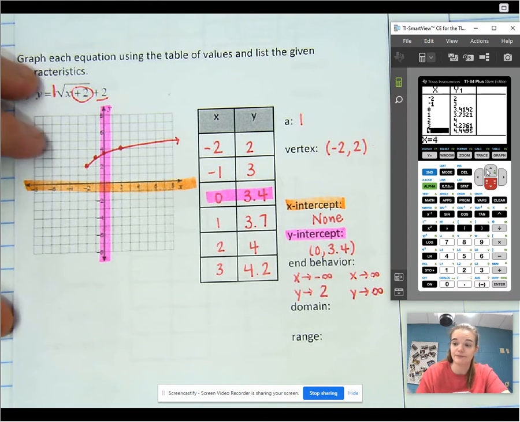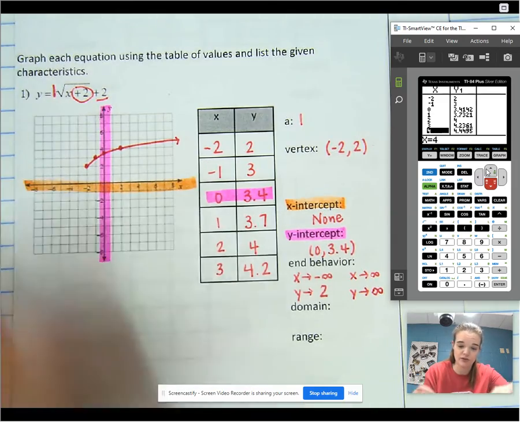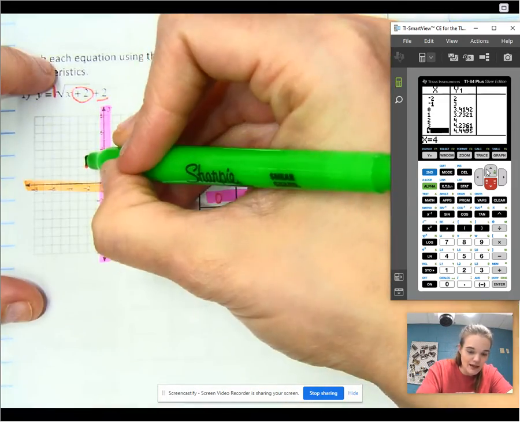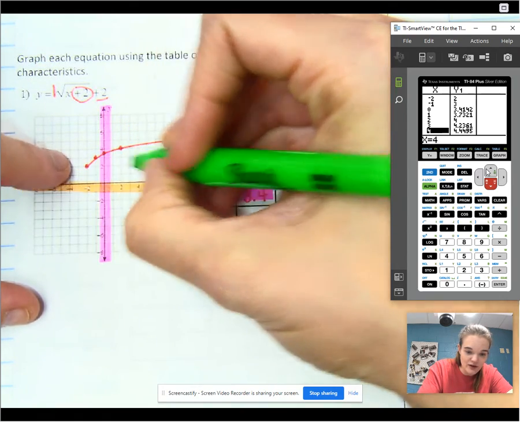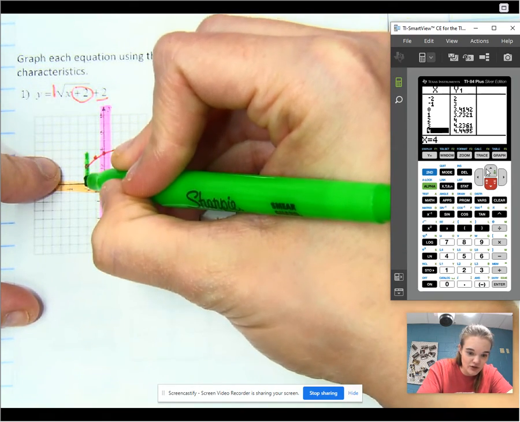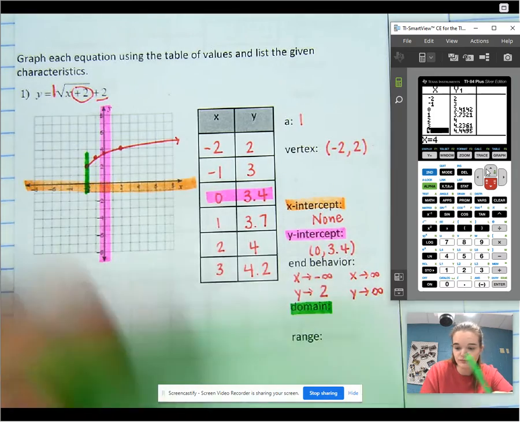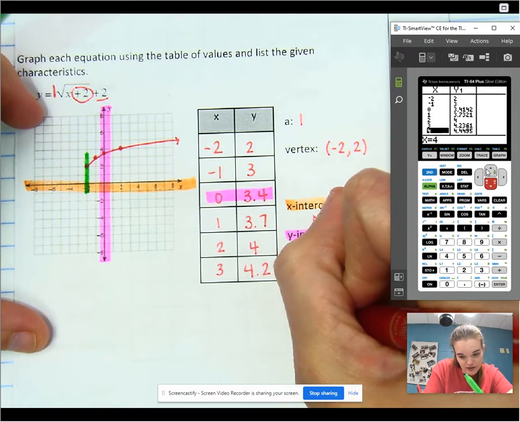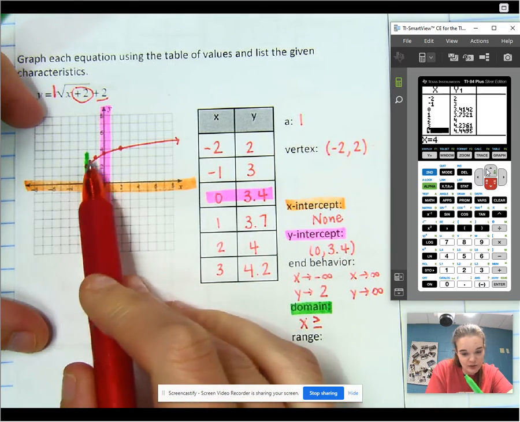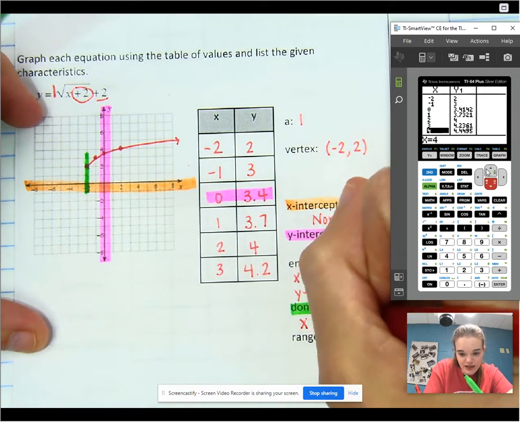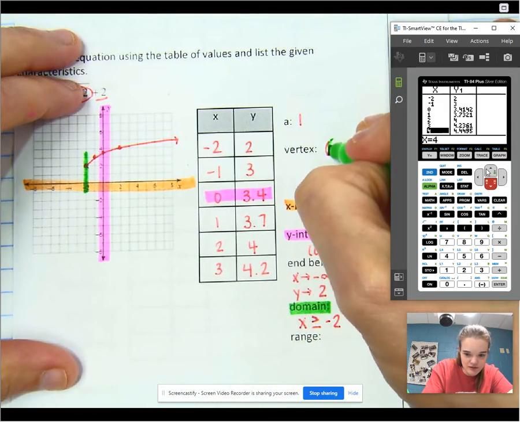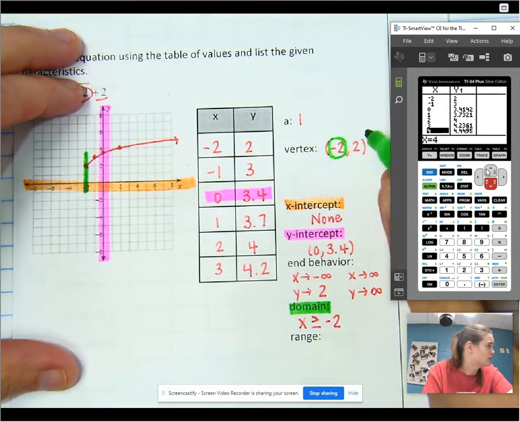The domain. You're going to want highlighter for this. This one is different. The domain means what x values are allowed. This starts at -2. So it is x is greater than or equal to, because it's going to the right, -2, because that is the point of the vertex. That's where that number is coming from.